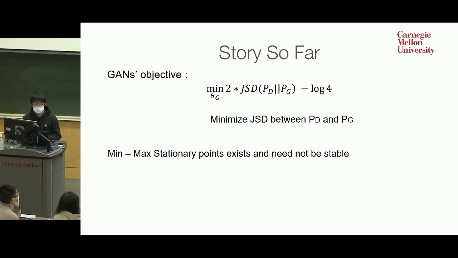And yes, the GAN objective has been covered, which is to minimize the JSD between the real data distribution and the generated data distribution. We also have some training issues, that is the min-max stationary points. Manish says that the min-max stationary points exist and need not be stable.